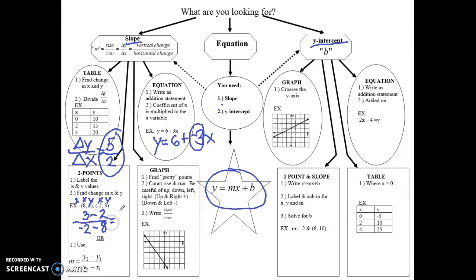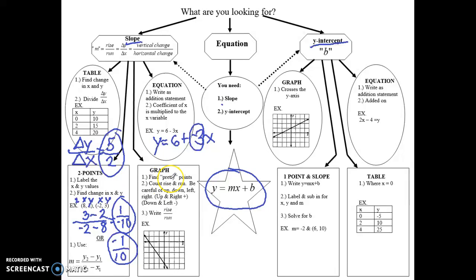On the top, I have 3 minus 2, which is 1. On the bottom, I have a -2 minus 8, which is the same as -2 plus a -8, which is a -10. My slope is -1/10. It's better to write the negative in the numerator so that it's not lost in the denominator.